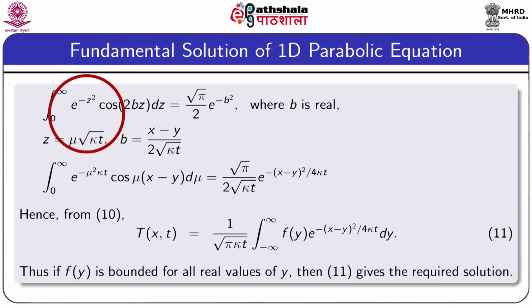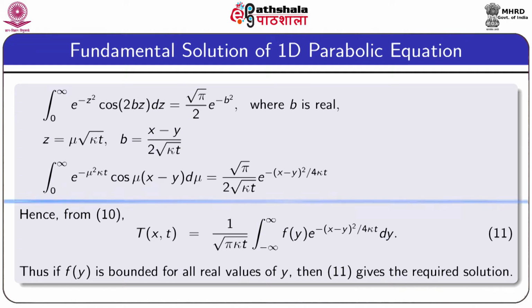We know the relation: integration 0 to infinity of e to the power minus z square cos 2bz dz equals root pi by 2 e to the power minus b square.